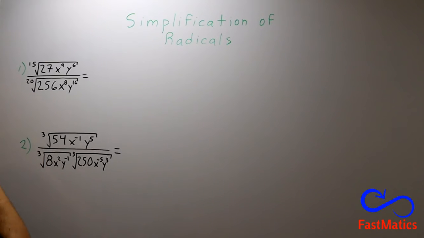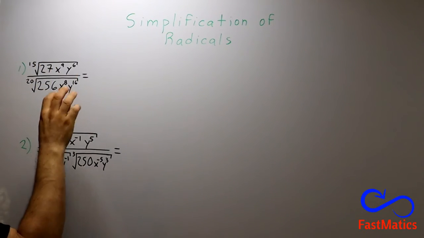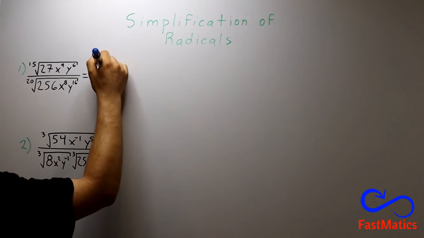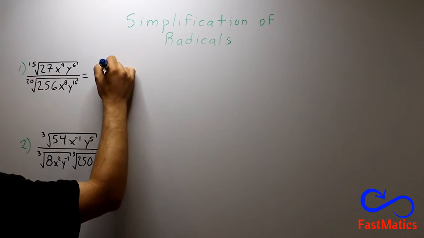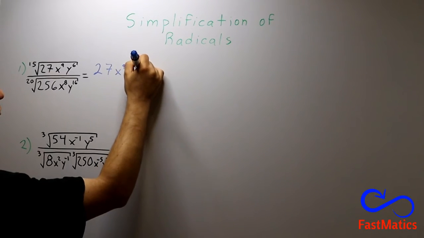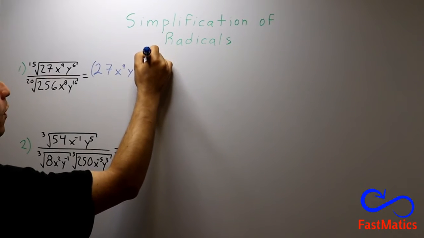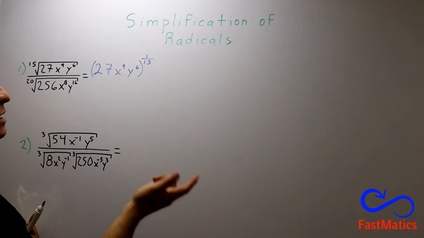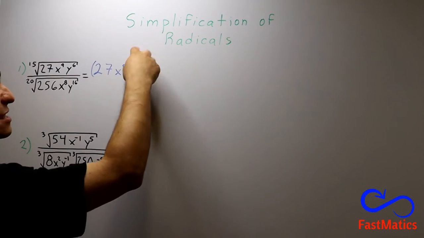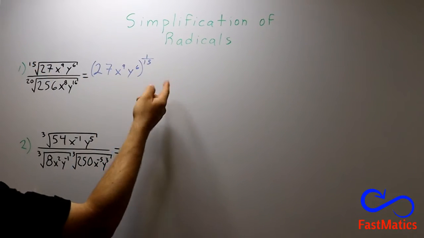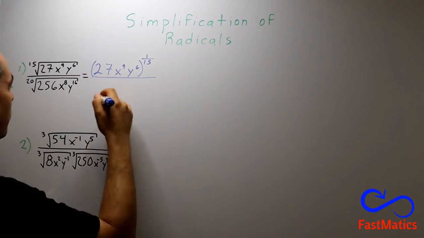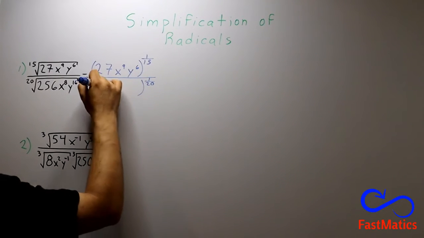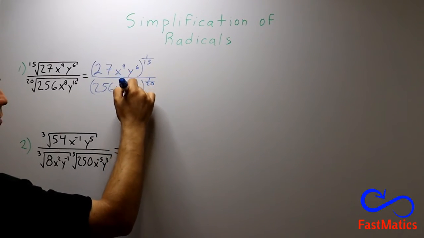Well, for this we can write exponents as fractional exponents. For instance, we're going to write 27 x to the power of 9 y to the power of 6 raised to 1 over 15. Remember, when you have, for example, a square root, it is the same as 1 over 2 as exponent. So if you have a 15th root, you can write it like that. And for the other root, you can raise it to 1 over 20. So we start with that.